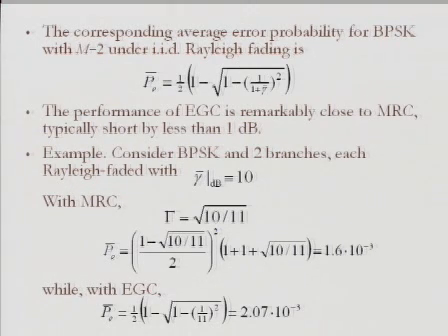Now, if instead of MRC we use equal gain combining, we plug 10 into this formula over here, and we get 2.07 times 10 to the minus 3. So we are worse than MRC, but not much worse. If you look at this, it's about 20% higher, off the top of my head, maybe a little over 20%, but it is in the same range. So EGC is highly competitive with MRC, and it is quite a bit simpler. So that's what it has in terms of appeal.